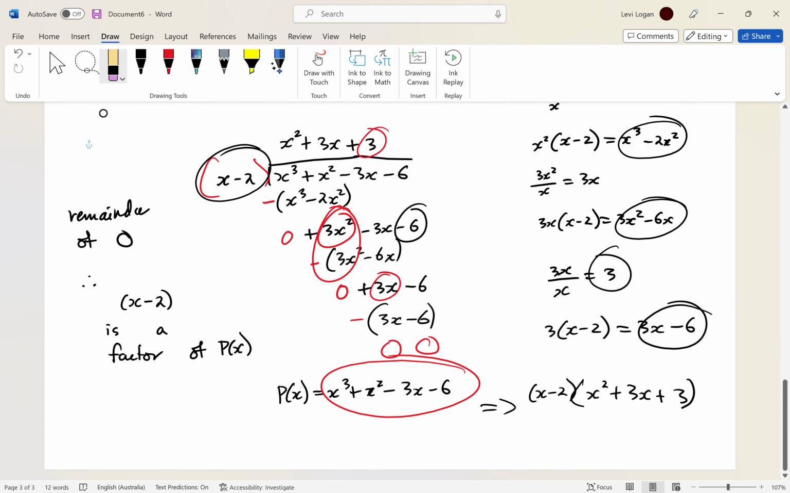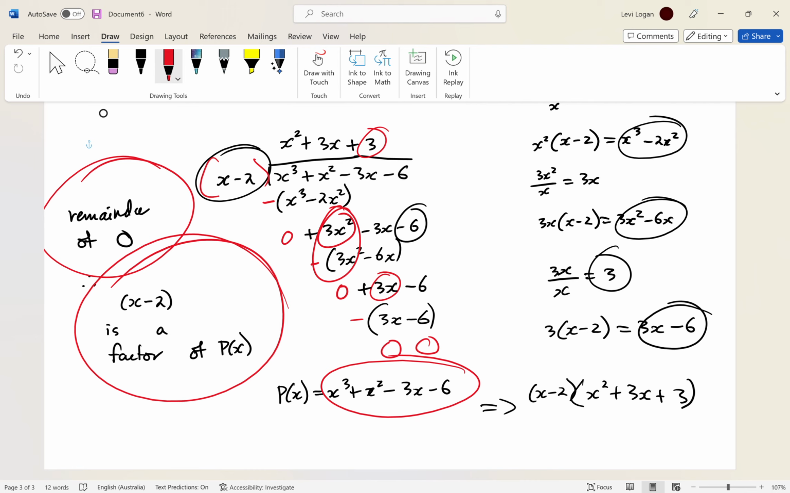I'm going to be doing more videos on this idea of a remainder of 0 and a factor of the polynomial. So I hope you enjoyed.